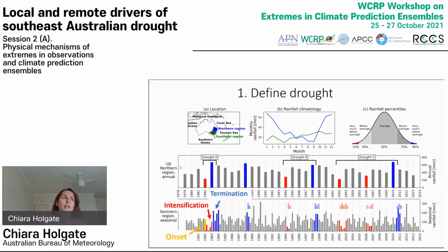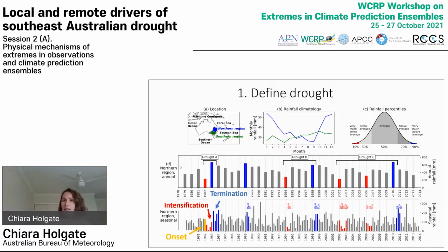The first season with below average rainfall during that bottom decile rainfall year, I class as drought onset, with the remainder being drought intensification. Similarly, for drought termination, I look at a year with top decile rainfall, and seasons within that year that have above average rainfall are classed as drought terminating seasons. This is broadly similar to what you'd get with the Standardized Precipitation Index, or SPI 12. Based on this definition, within this time period, we see three major droughts occurring. The first one in 1982, then drought B in 1994, and drought C in the 2000s was the Millennium Drought.